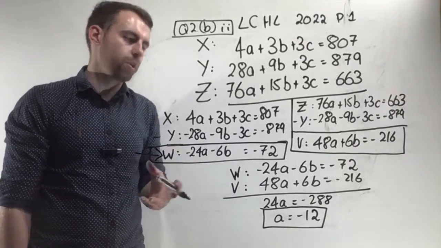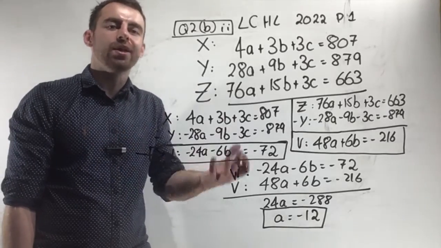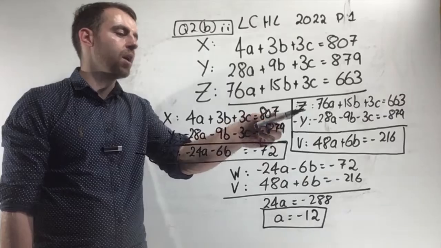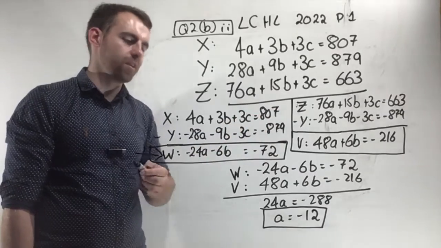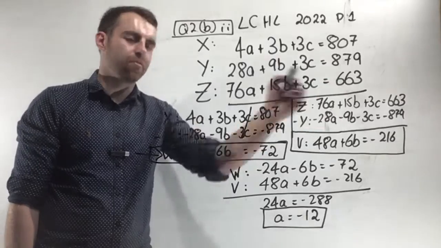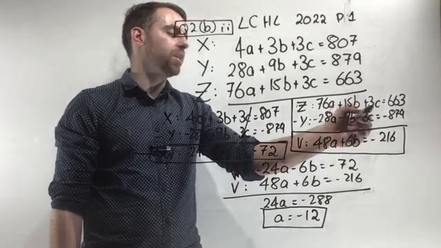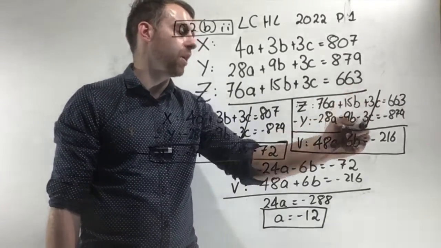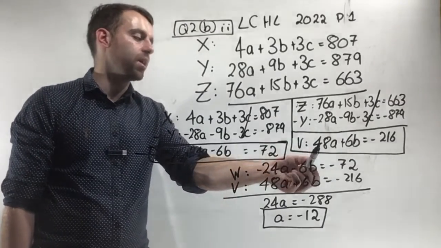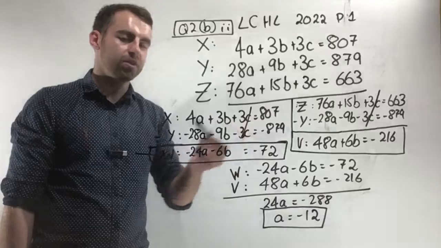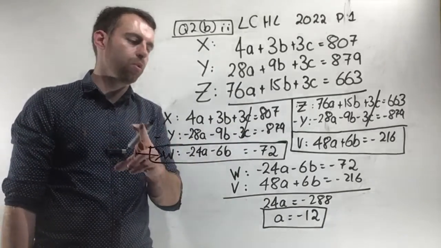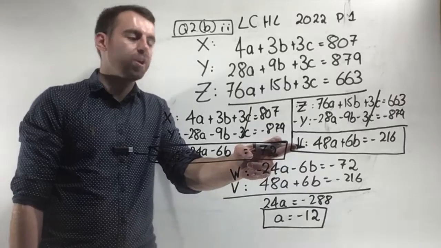I'm calling it equation w. Then I've basically repeated the same thing again, except this time I'm taking the third equation and I'm changing the sign of the second equation. Since in these two I got rid of the c's, I want to get rid of the c's again. So when I change the signs of the second equation, the c's cancel, and this time I get another equation, 48a plus 6b equals minus 216. This is my second equation that only has two unknowns, so I'm labeling this as equation v.